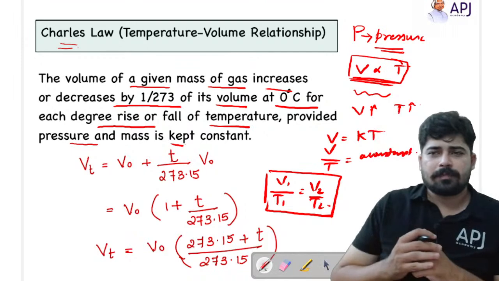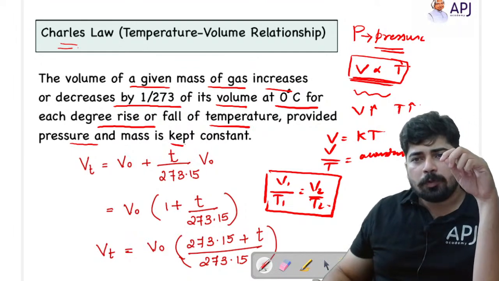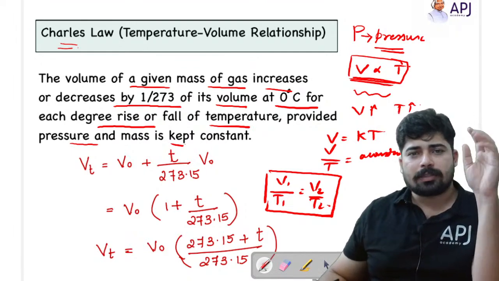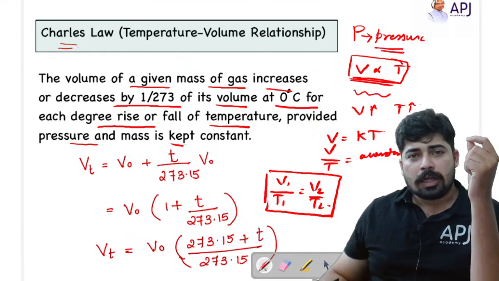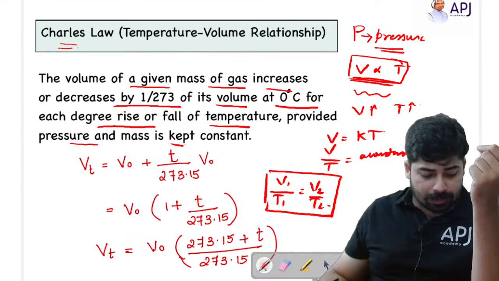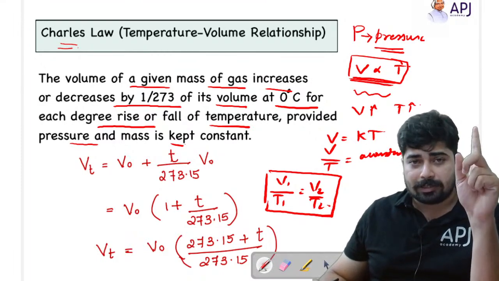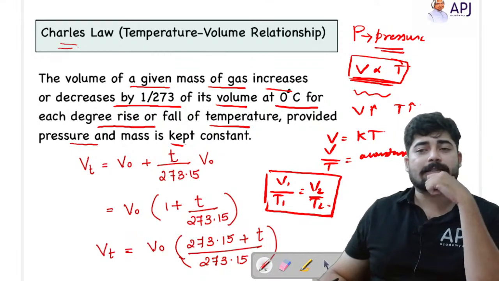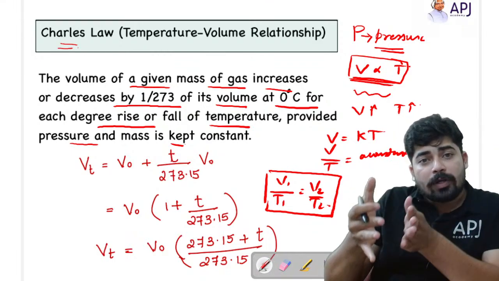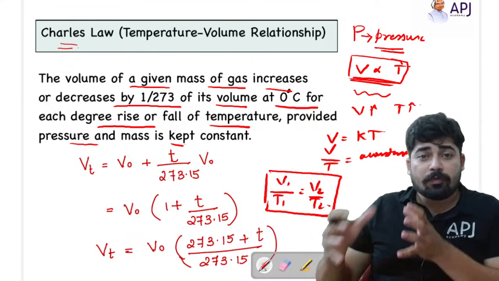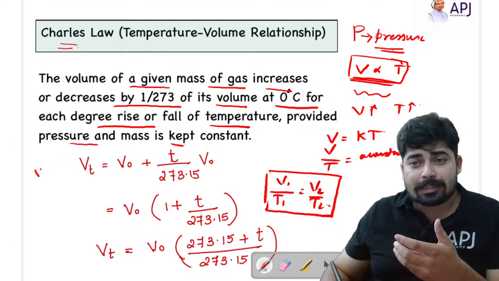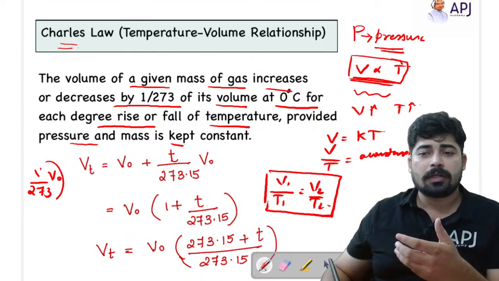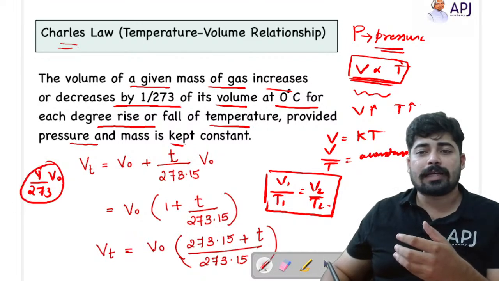What does that mean? If you are increasing or decreasing the temperature, what happens? If you are increasing the temperature by 1 degree Celsius, what happens? The volume will get increased. How much does it get increased? It gets increased by 1 by 273 part of the total volume. This much of the total volume will get increased.